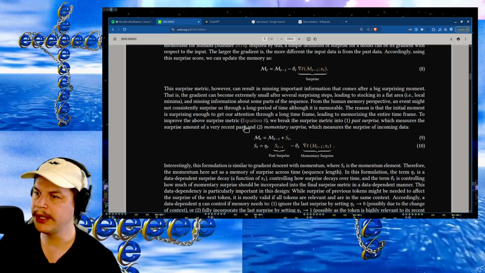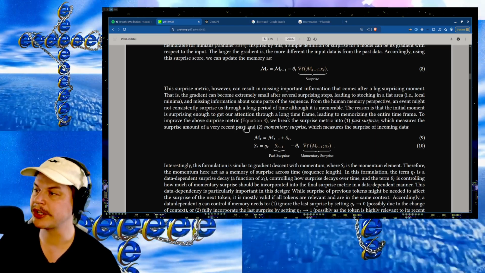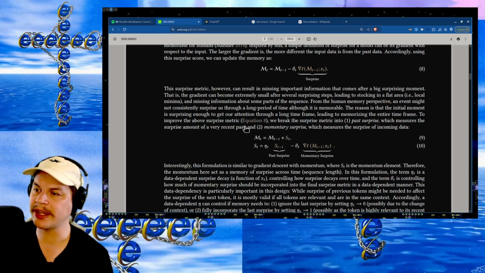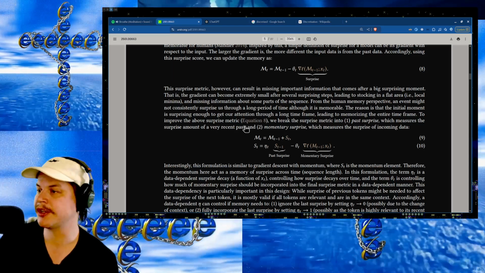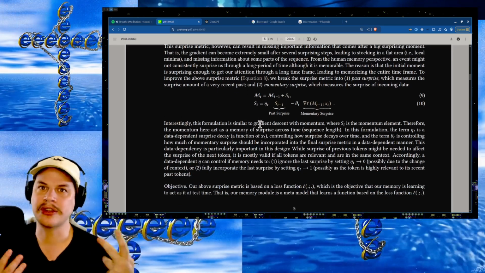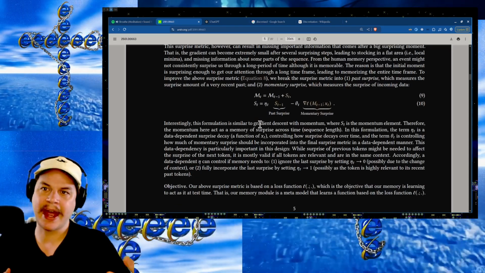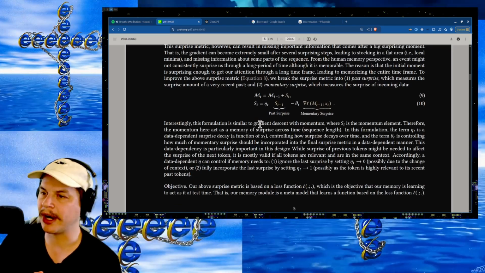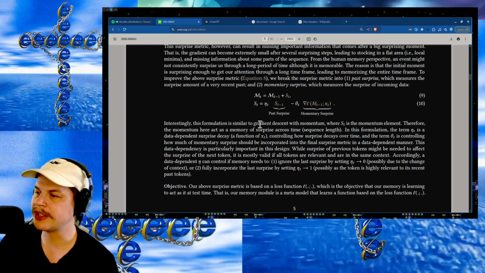To improve the above surprise metric, we break the surprise metric into past surprise, which measures the surprise amount in the very recent past, and momentary surprise, which measures the surprise of incoming data. Obviously, this is just how humans work too. We always have to divide things into past surprises and momentary surprises. Interestingly, this formulation is similar to gradient descent.